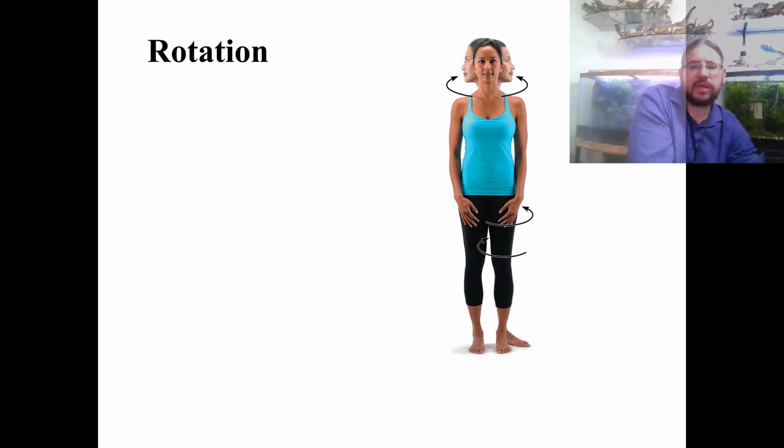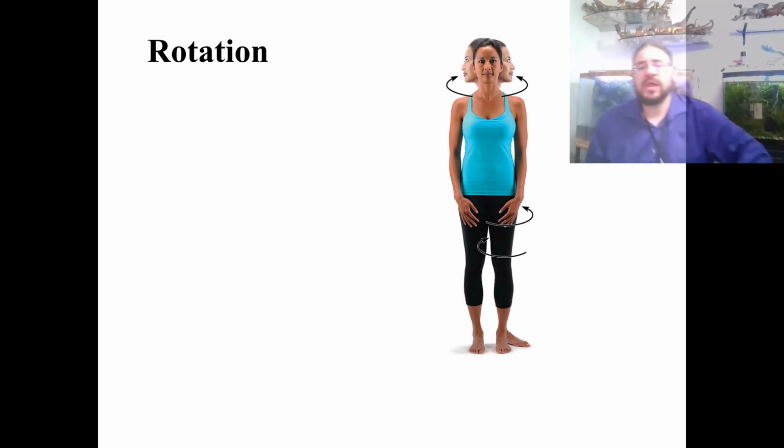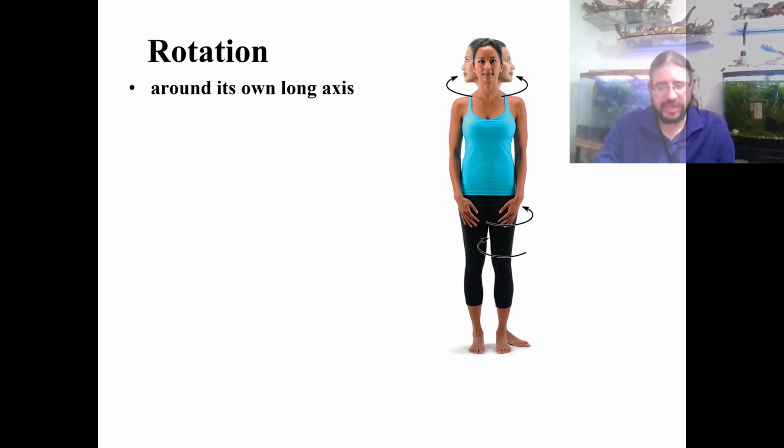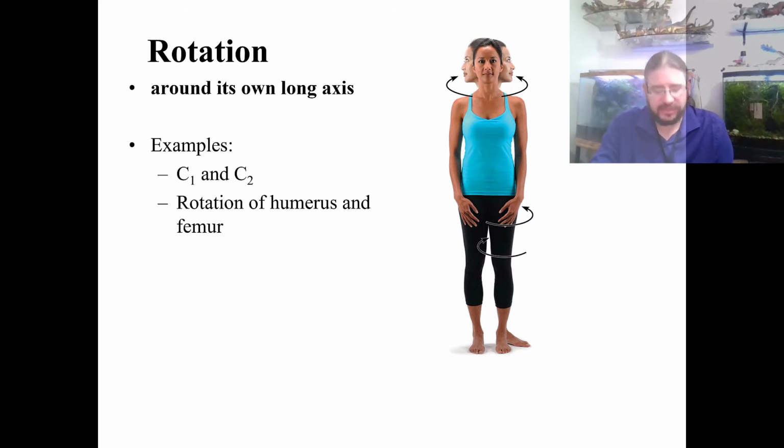So there you go. That's rotation at the humerus and the shoulder blade, rotation at the femur and the hip, rotation at the atlas and axis along that dens. So rotation on the long axis.